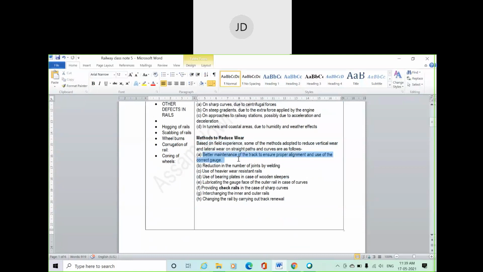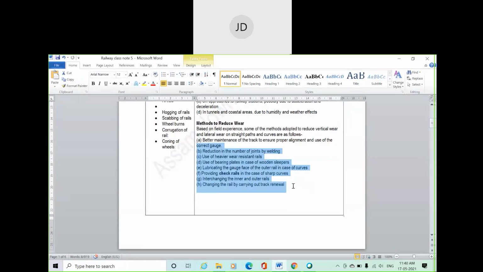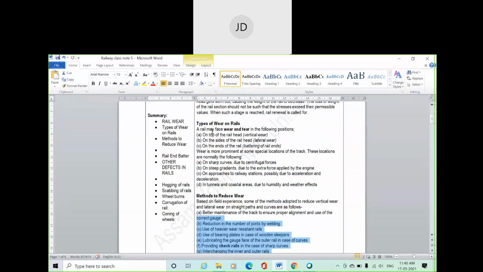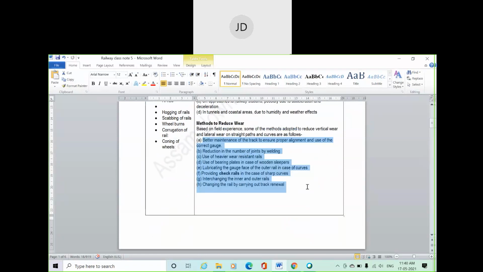Better maintenance of the track to ensure proper alignment and use of the correct gauge. Next, reduction in the number of joints by welding. Use heavier wear resistant rails. Use of bearing plates in case of wooden sleeper. Lubricating the gauge face of the outer rail in case of curves. Providing check rails in case of sharp curves. Interchanging inner rails and outer rails. And changing the rail by carrying out track renewal. We are going to discuss all these factors after we discuss different types of railway. For now we just understand these things.